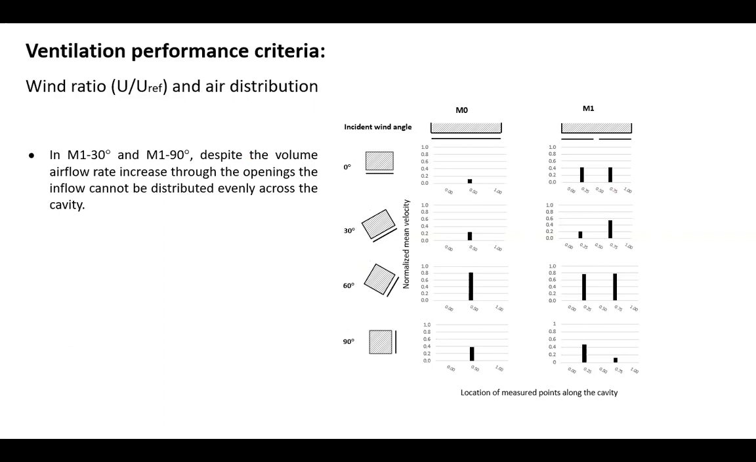This graph shows the wind ratio and air distribution in the cavity. As you can see, in M130 and M190, despite the volume airflow rate increase through the openings, the airflow cannot be distributed evenly across the cavity. So there is still a risk of cavity overheating in one part of the cavity, and it's not ventilated efficiently.